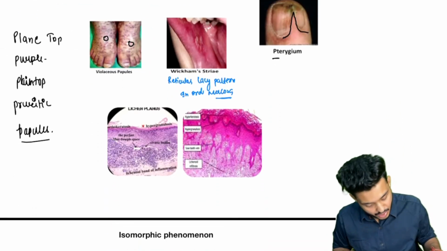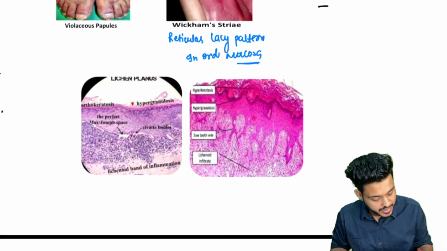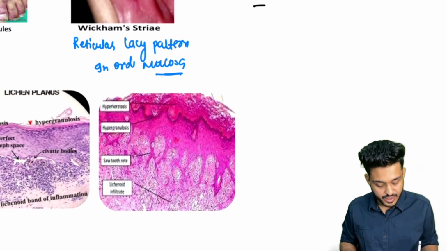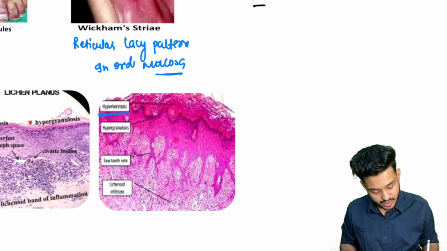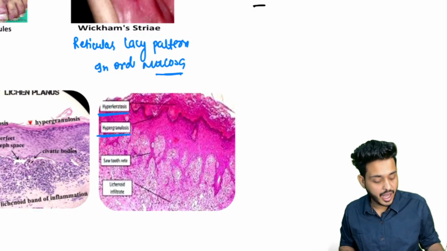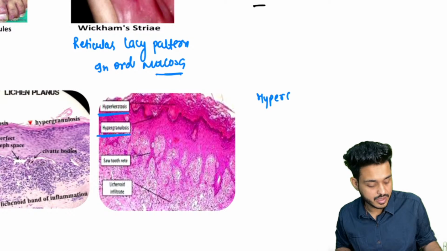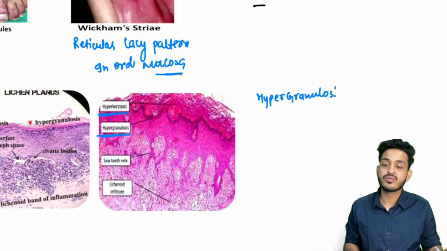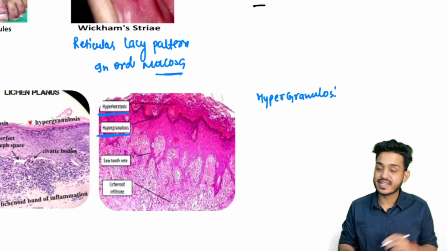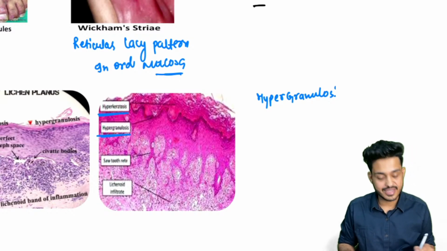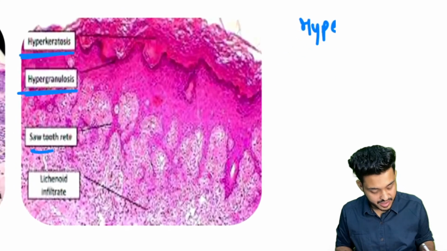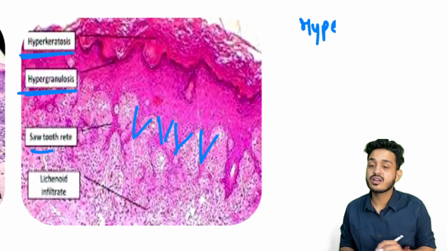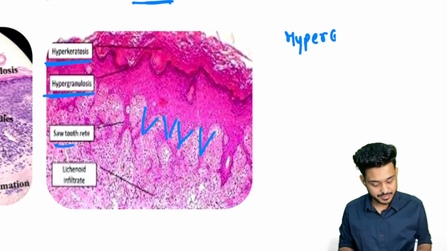Okay, now let's see the histopathology part of the lichen planus. What are the things that you will see here? You will be seeing hyperkeratosis. Okay, second thing, you will find hypergranulosis. In psoriasis you will be only finding hyperkeratosis. Here you will find hypergranulosis as well. Okay, here the rete ridges are sawtooth like. Look here guys, these are your rete ridges and these are sawtooth like in appearance. इनकी appearance कैसी है?